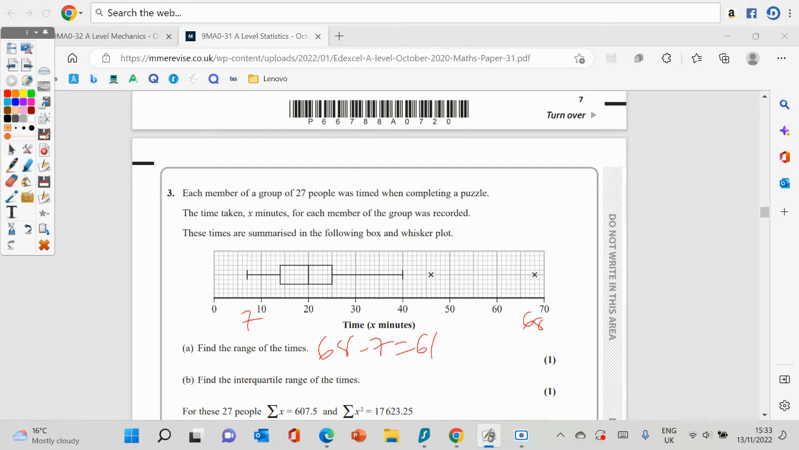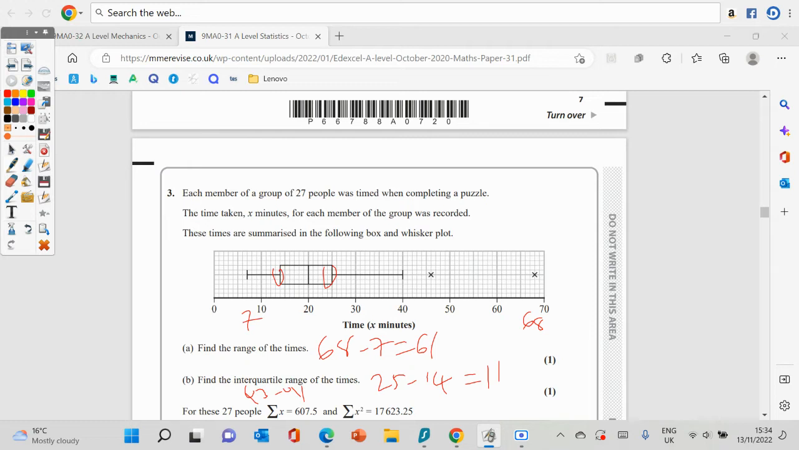Find the interquartile range. Well, the interquartile range is Q3 take away Q1, i.e. it's 25 minus 14, which is 11. I can do that reasonably quickly because I'm looking at this end here and this end here, and I'm just looking at the difference between them. Done. This line in the middle of the box at the 20 would be the median.